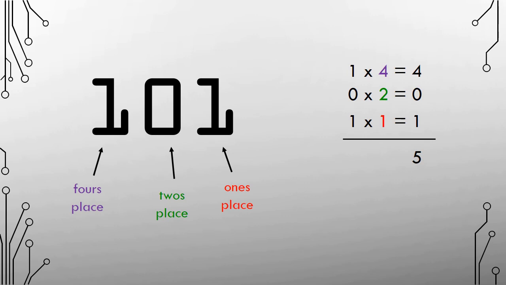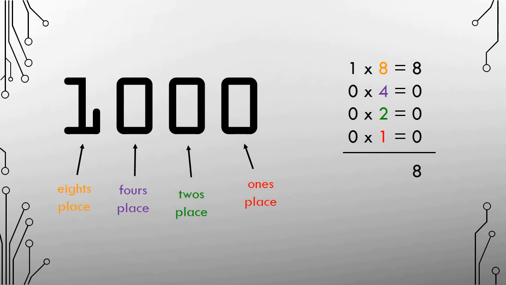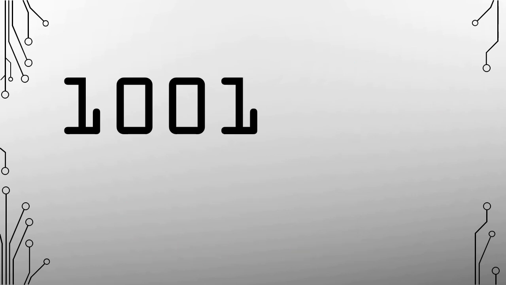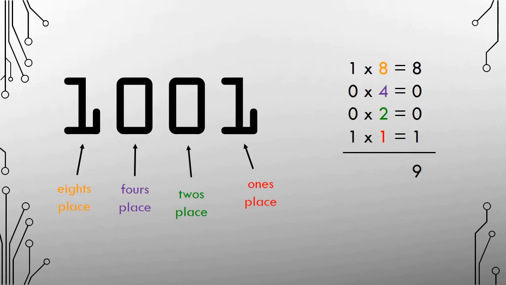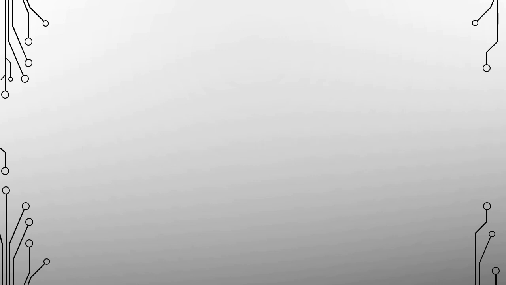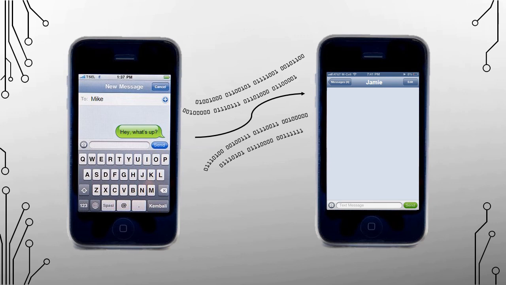You can also use binary to encode letters. Here's a number that looks like 1000, but in binary, it's 8. What's the 8th letter of the alphabet? H. 1000 is an H. How about 1001? In binary, it's 9. The 9th letter is I. 10001001 is hi. This is how your smartphone stores all your text messages. It reads the letters you type and puts them into ones and zeros. Those ones and zeros are sent to your friends and displayed back on the other side as letters.